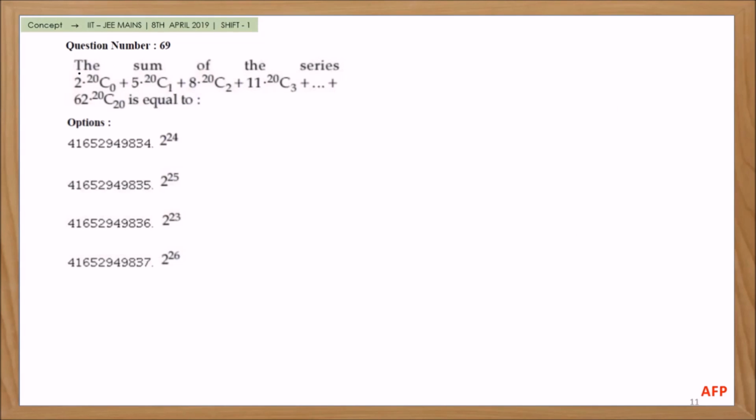Next problem. The sum of the series, so this is the series which is given. Very simple series. Let us take this sum as S equals 2 into 20c0, plus 5 into 20c1, plus 8 into 20c2, and so on up to 62 into 20c20. Again we will rewrite this series in a reverse manner.